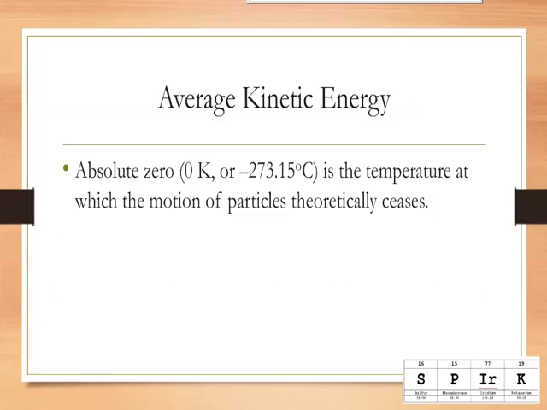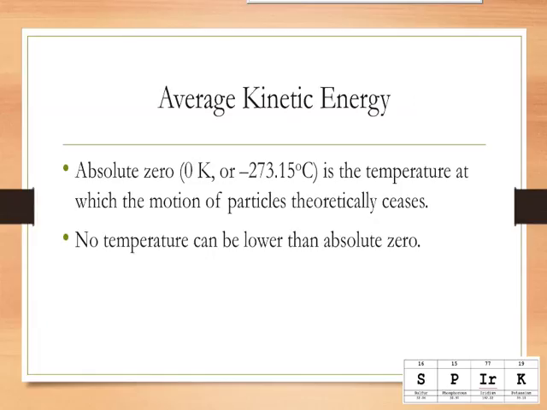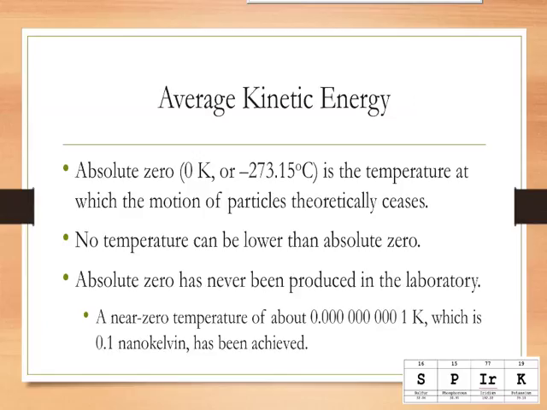Absolute zero, or 0 Kelvin, or we also know that as negative 273.15 degrees Celsius, is the temperature at which the motion of particles theoretically ceases. No temperature can be lower than absolute zero. Absolute zero has never been produced in the laboratory.